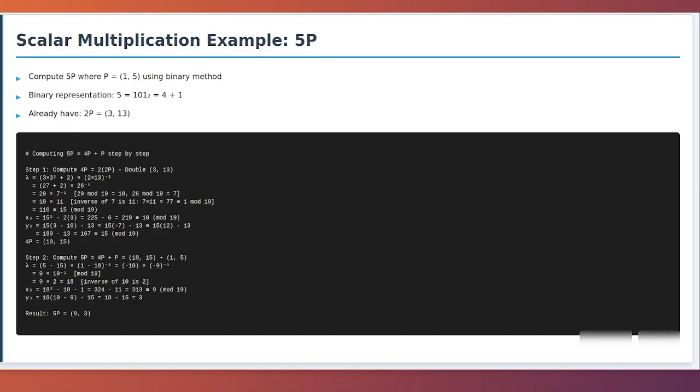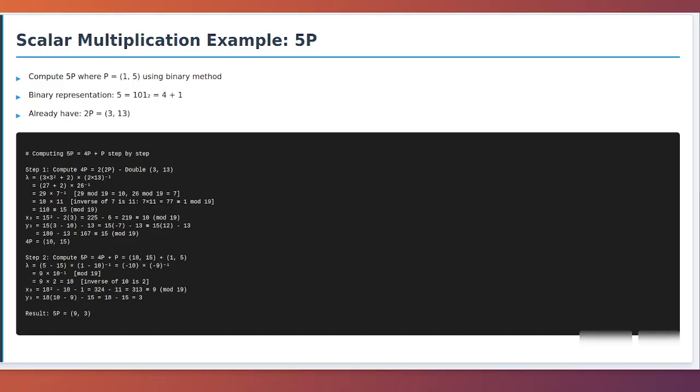We need the inverse of 7 modulo 19. Testing. 7 times 11 equals 77, and 77 minus 4 times 19 equals 77 minus 76 equals 1. So the inverse is 11. Therefore, lambda equals 10 times 11 equals 110, and 110 modulo 19 equals 110 minus 5 times 19 equals 110 minus 95 equals 15. Now, x3 equals 15 squared minus 2 times 3. That equals 225 minus 6, which equals 219.